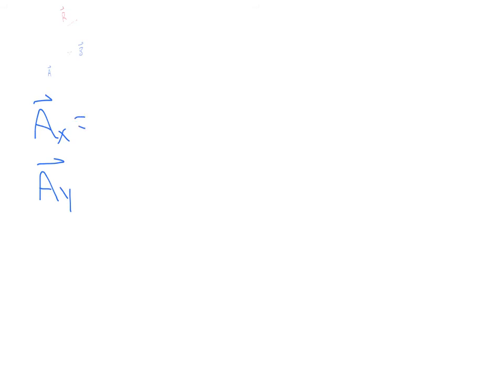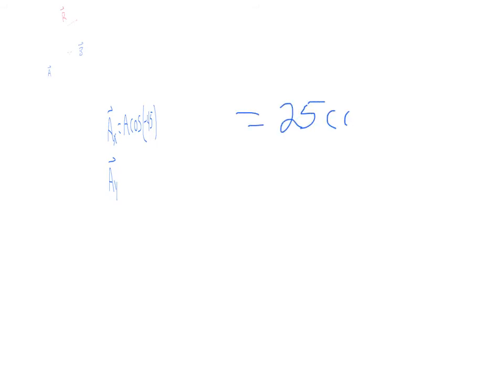Now, from our formula, we know A sub x is going to be A times cosine of the angle. Now, this is very important. Is our angle measured from the positive x-axis? And yes, it is, but it is below the x-axis. We are measuring 45 degrees below, so this is a negative 45. So that means our x component is going to be 25 times cosine of a negative 45 degrees.